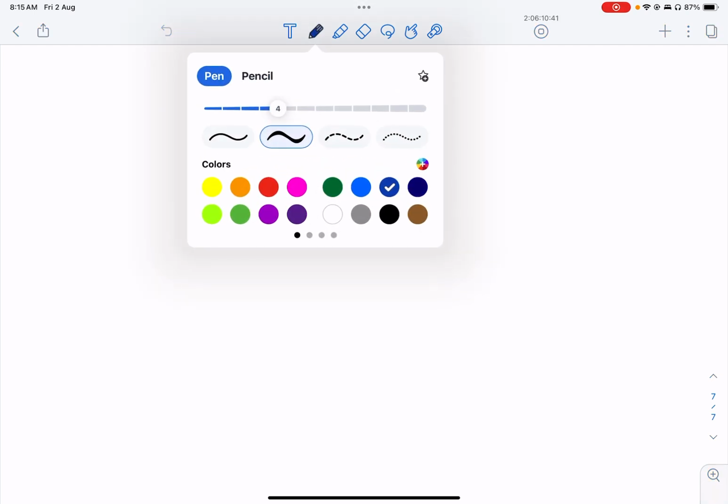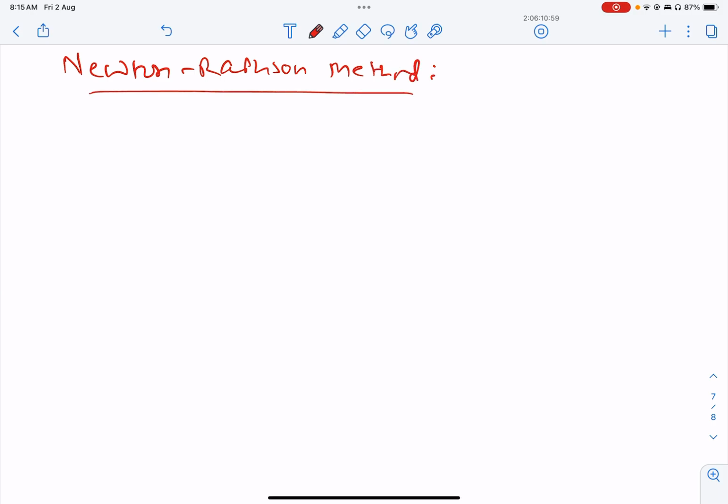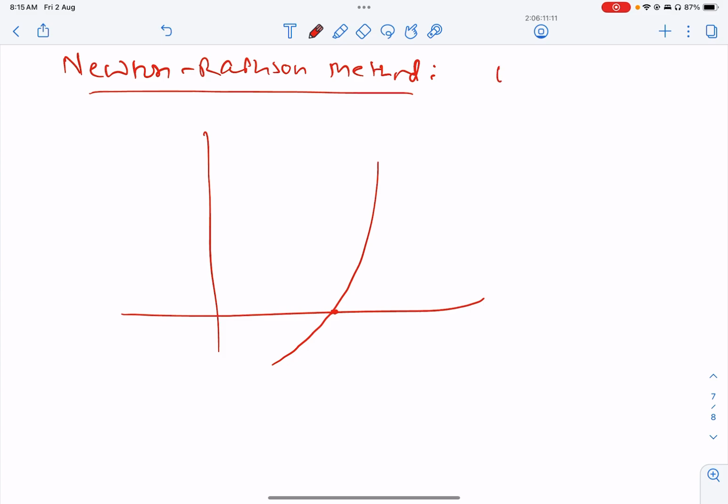Now we take the Newton-Raphson method, and it is a very fast one. So basically, the idea here is like this. Suppose this is the exact root, this is the function, and here what we do, this method is called an open method.